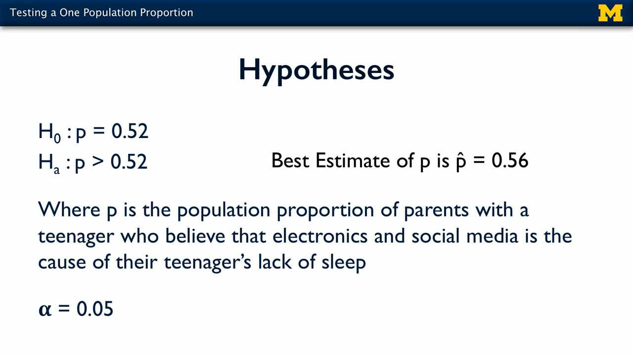And this is where p is the population proportion of parents with a teenager who believe that electronics and social media is the cause of their teenager's lack of sleep. And the last step, we wanted to select an alpha or significance level, which typically is going to be 0.05. We'll use that as one of the last steps in the hypothesis test to make our conclusion. And from the poll, we got a best estimate of p, which is p hat, to be 0.56 of a sample size of 1,018.